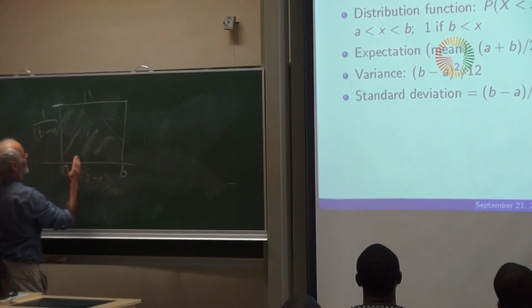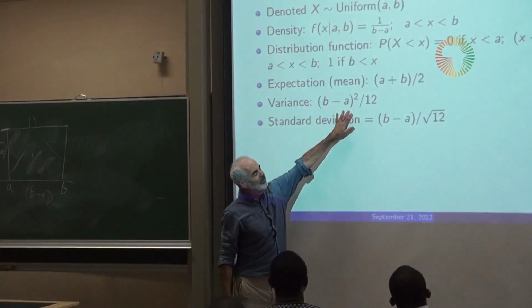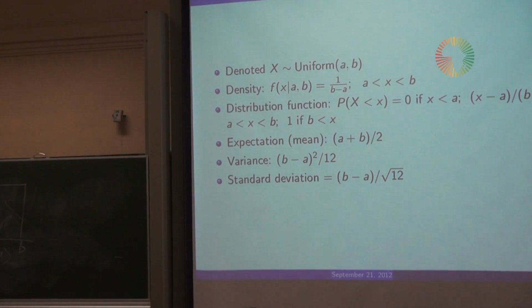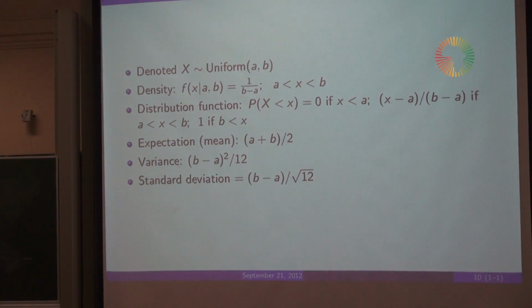The distribution function is just the area to the left. It's got this variance, not very intuitive. B minus A, the variance is B minus A squared over 12. Not very intuitive at all, but that's what it is.